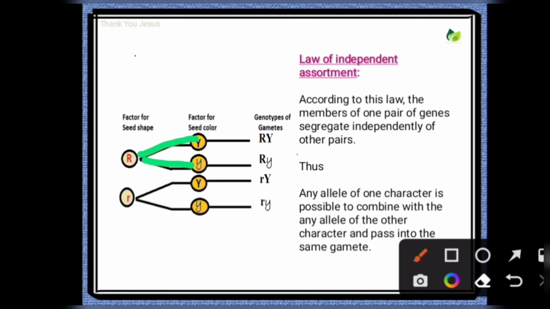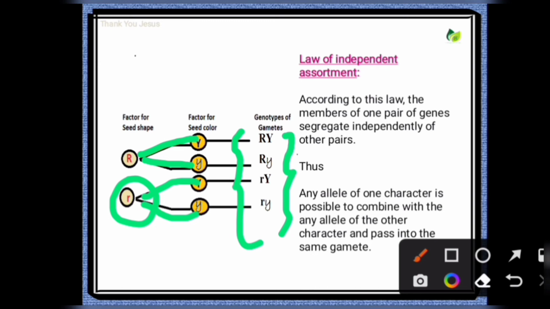They may fuse with the small r allele, which shows the seed shape as wrinkled. This allele may fuse with capital Y or with small y. So the combinations are 4 types of gametes, which will be produced during the F2 generation. These 4 are the gametes produced from the F1 parent during the formation of the F2 progeny.